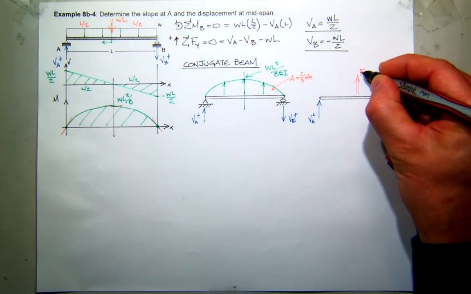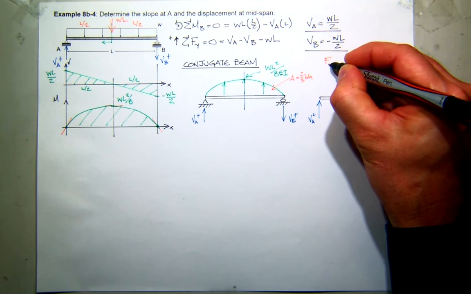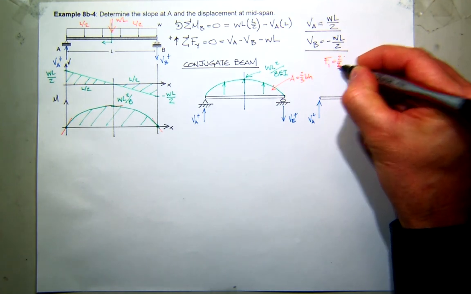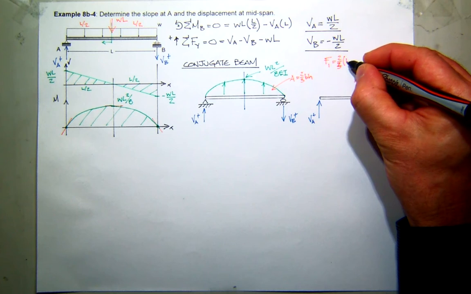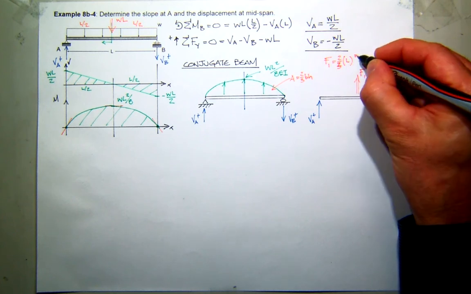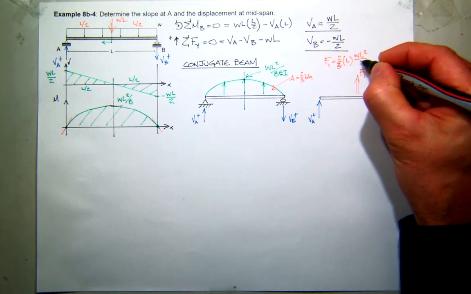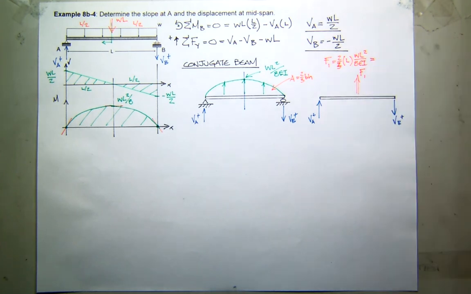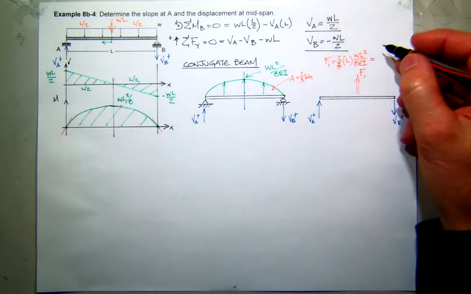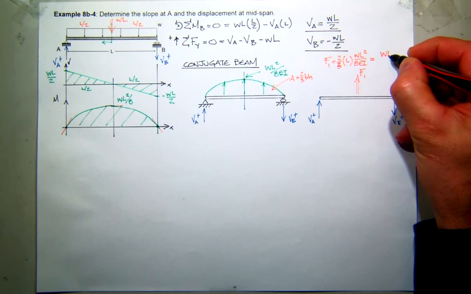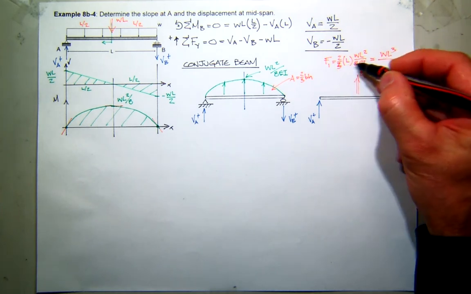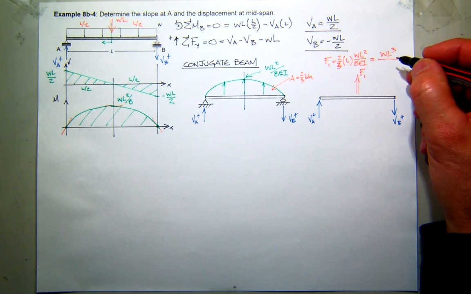I'll just write this as F1, and I'll come up here and solve for F1 as 2/3 the base, which is L, times the height, which is WL squared over 8EI, which is what? Let's see, that becomes WL cubed. Let's see, that's 24, 2, that's 12?